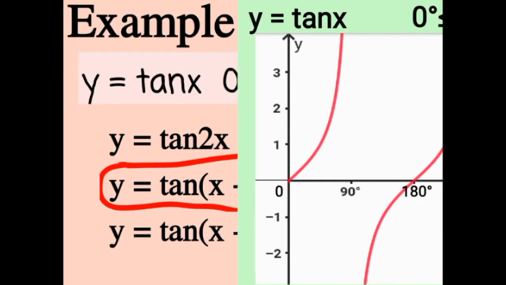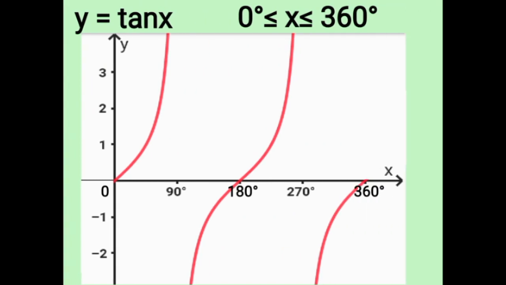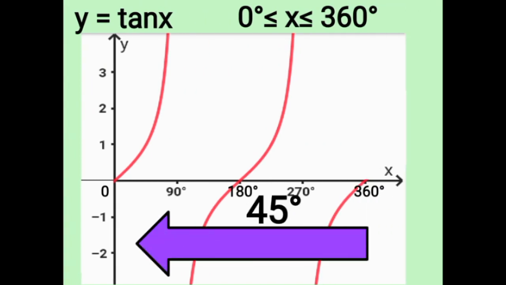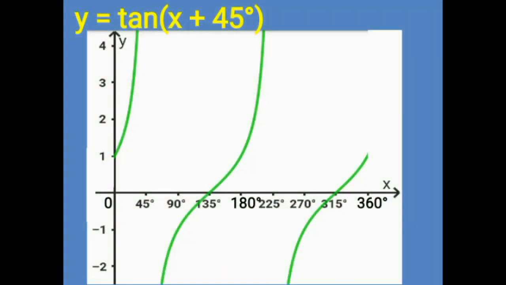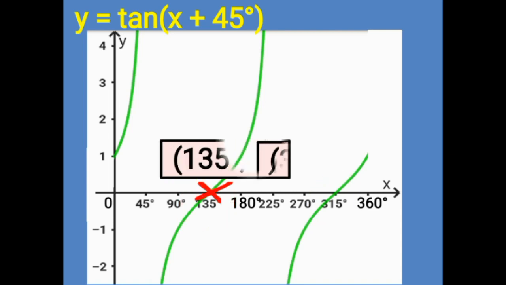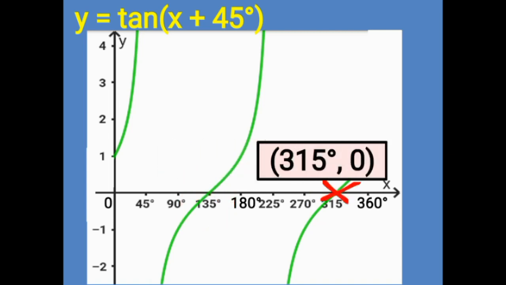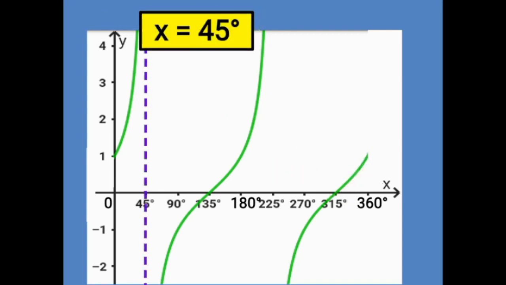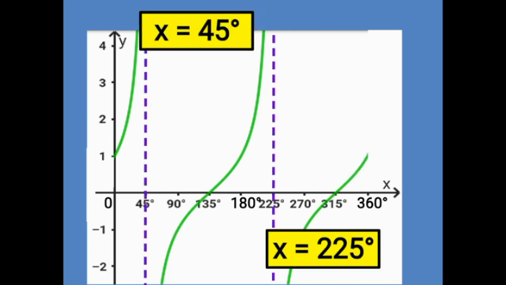y = tan(x + 45°). This is the translation of the graph y = tan x by 45 degrees in the direction of the negative x-axis. So, we subtract 45 degrees from all the x coordinates and hence this is the graph of y = tan(x + 45°). So, the graph now crosses the x-axis at 2 points at the coordinates (135°, 0) and (315°, 0).